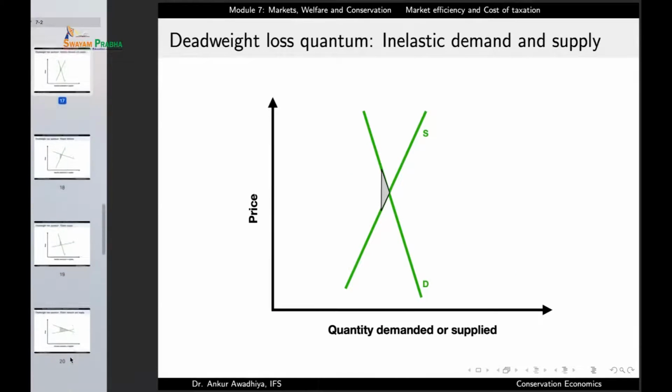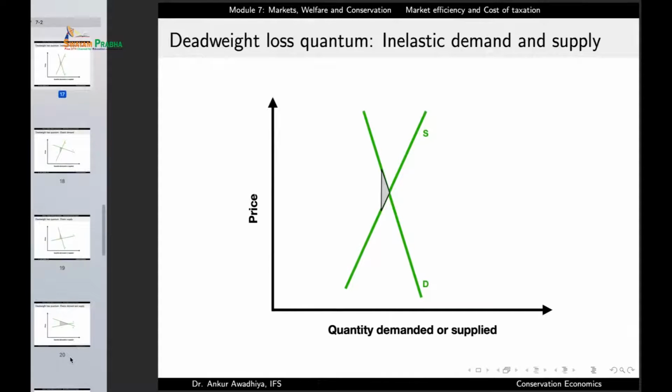Now the deadweight loss, or the quantum of the deadweight loss, depends on how elastic or inelastic the demand and supply are. If you remember, inelastic demand or supply are represented by curves that are more towards the vertical. They look very much like the letter I because they look a bit more vertical. So an inelastic demand and an inelastic supply mean that when there is a change in the price, there is no change, or very little change, in the quantity demanded or the quantity supplied.